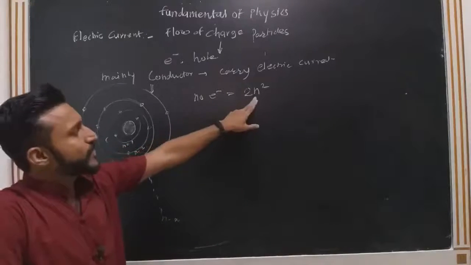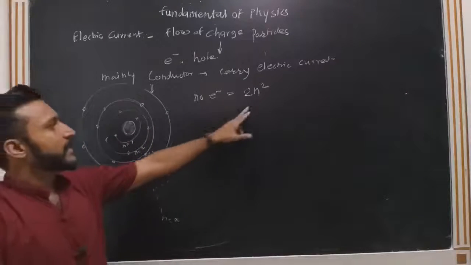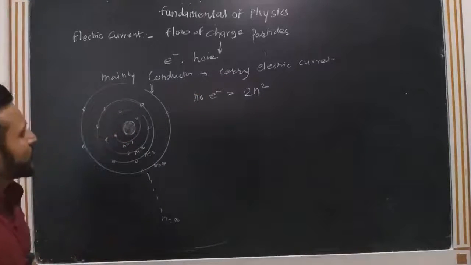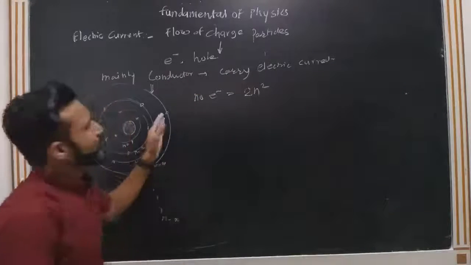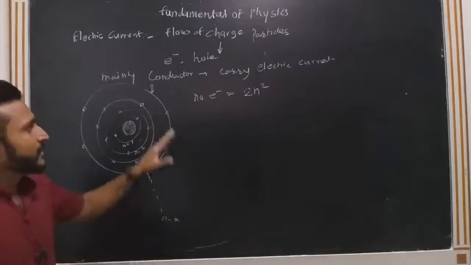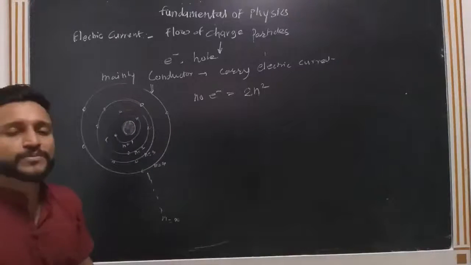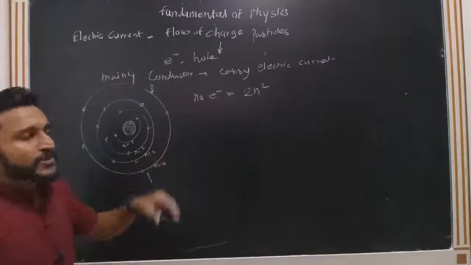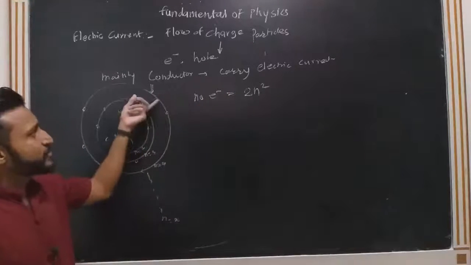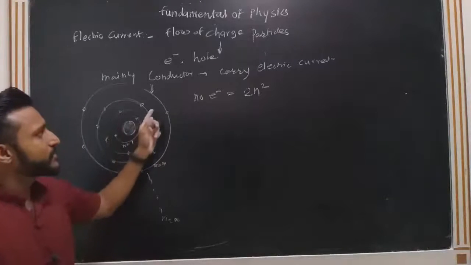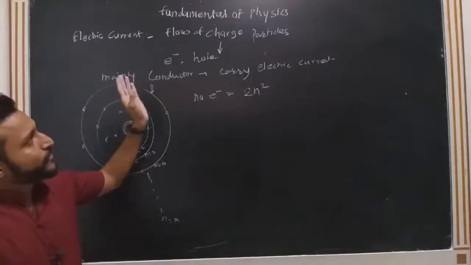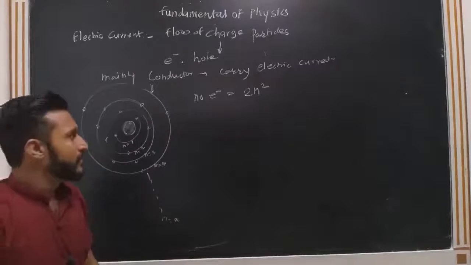So we can find the electrons in each orbit or shell by using this formula. For example, if n is equal to 1, we have 2 electrons in the first orbit. N is equal to 2, we have 8 electrons. If n is equal to 5, we have 50 electrons. If the outermost shell is not completely filled, then there are free electrons present in the outermost shell, and these free electrons are responsible for the electric current. So a conductor has many free electrons, and these free electrons flow as electric charge through the conductor. I hope it is clear.